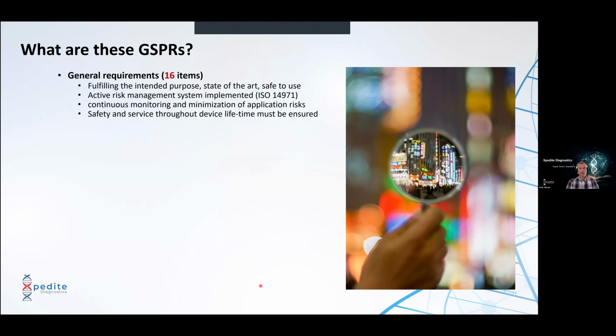So what are these general safety and performance requirements? I've grouped them into three basic categories. First of all, the so-called general requirements. These are a total of 16 items. They describe things like your device has to fulfill the intended purpose that you have defined for it. It must be state of the art. It must be safe to use. You have to implement an active risk management system according to this ISO standard. You need to continuously monitor and minimize application risks, and you have to take into consideration the safety and service of the device throughout its lifetime.